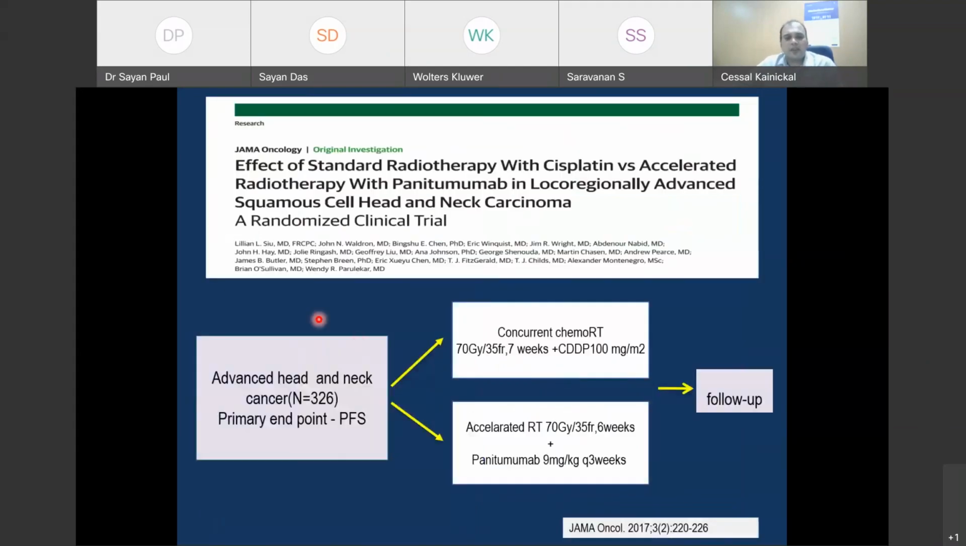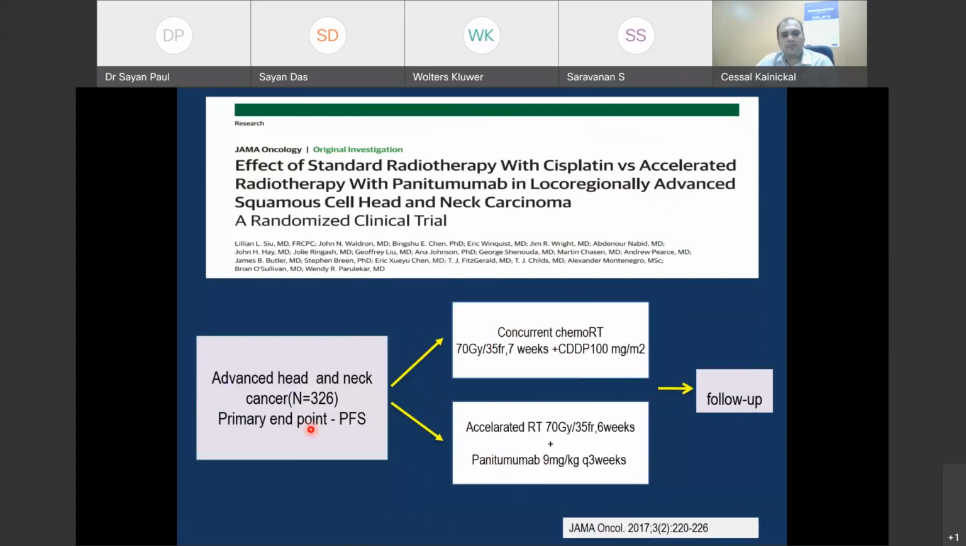And the second study is, can we use panitumumab? The panitumumab SPECTRUM trial in recurrent and metastatic disease was a negative trial, but in locally advanced disease, patients were randomized to concurrent chemoradiation with conventional radiotherapy plus standard-dose cisplatin, versus radiotherapy plus panitumumab. This was given at 9 mg per kg once every 3 weeks.